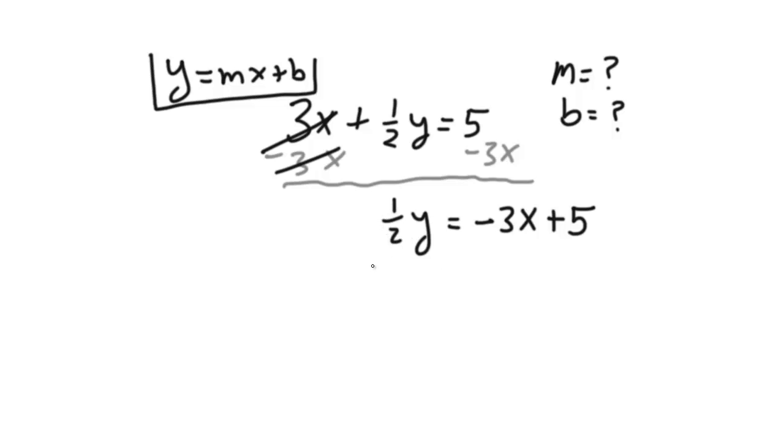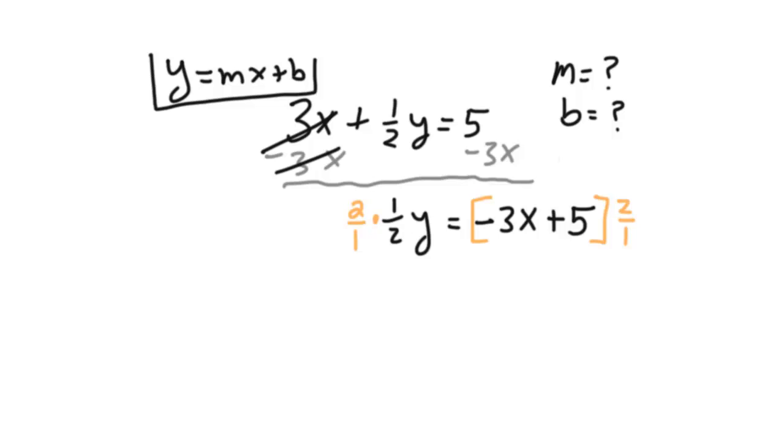Now you can either divide both sides by 1/2, or an easier trick, or an easier way to do this, is to multiply by the reciprocal of 1/2, which is 2 over 1. Okay, but I have to do the exact same thing to both the negative 3x and the plus 5. So that's why I put the brackets there.